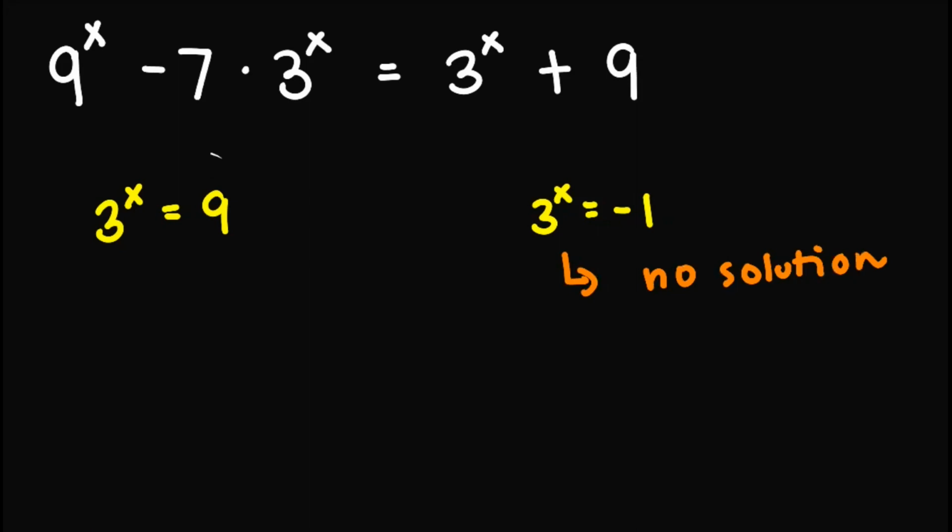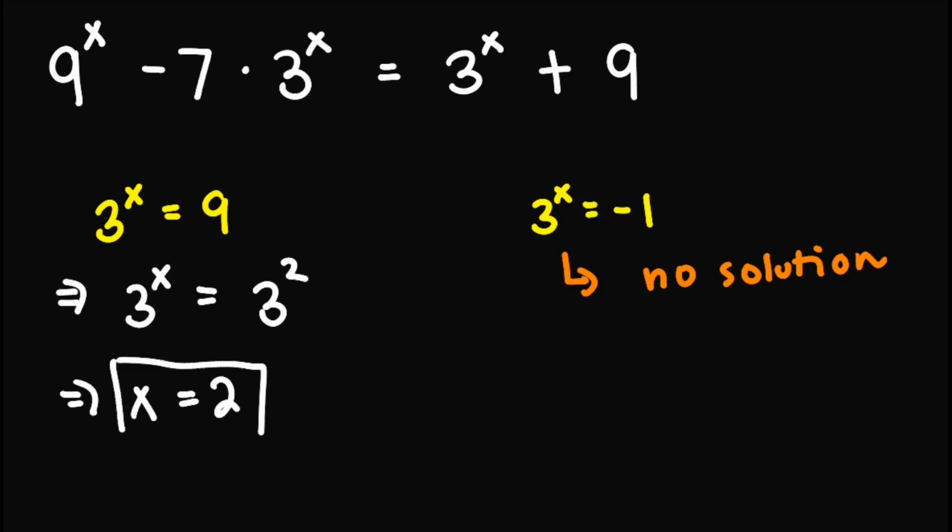So we only focus on this first case, and this one is easier to solve since we simply have 3 raised to x equals 3 squared, and we've got x must be equal to 2. So that is the answer to our exponential equation. So as you can see, there are some elements of our idea on quadratic equations out here, since it involved substitution to make it a quadratic equation.